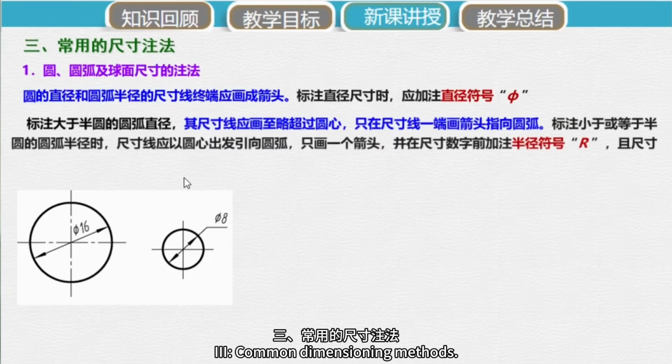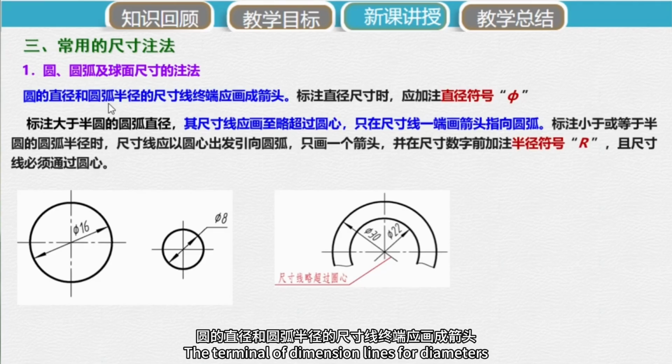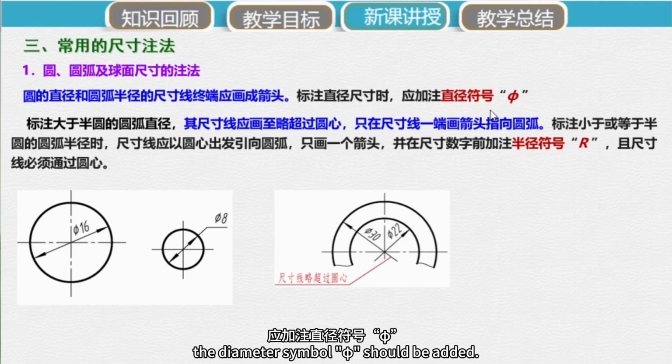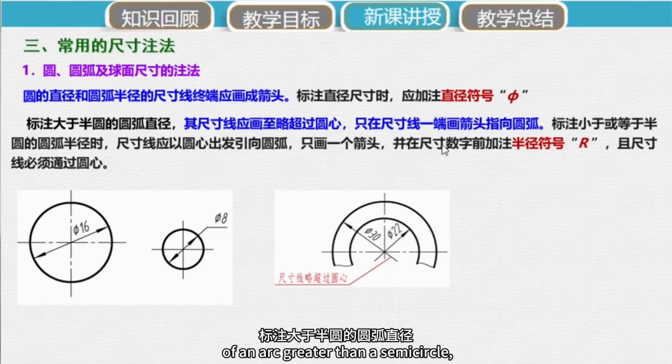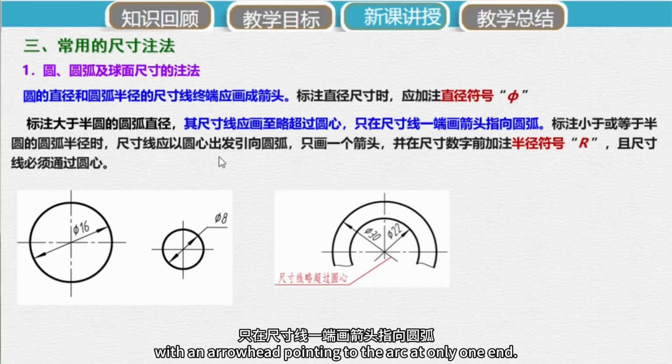3. Common dimensioning methods. 1. Dimensioning of circles, arcs, and spherical surfaces. The terminal of dimension lines for diameters and radii should end with arrowheads. When dimensioning diameters, the diameter symbol phi should be added. When dimensioning the diameter of an arc greater than a semicircle, its dimension line should be drawn slightly past the center, with an arrowhead pointing to the arc at only one end.